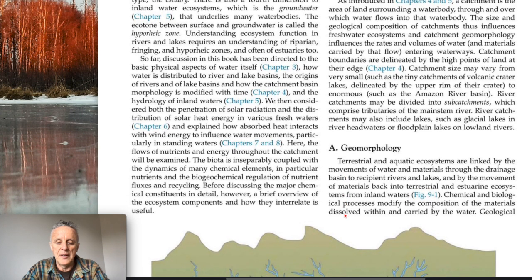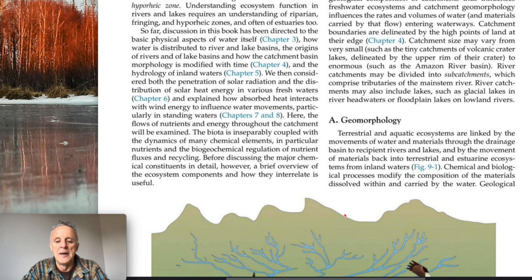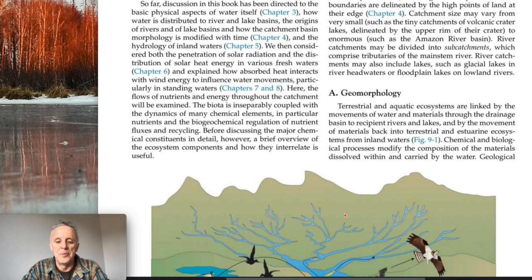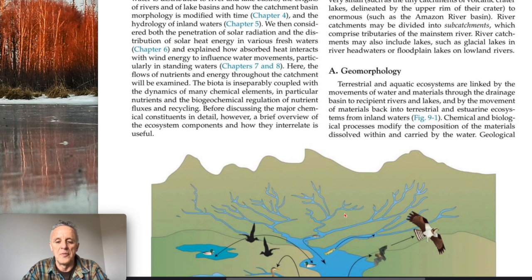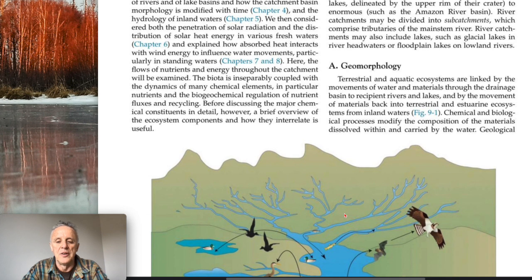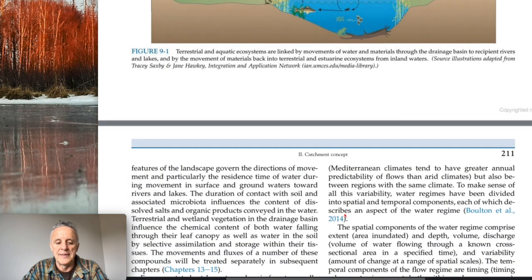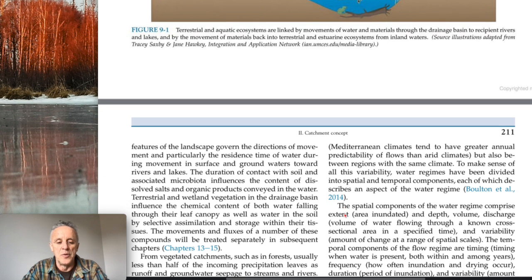Geomorphology. Terrestrial and aquatic ecosystems are linked by the movement of water and materials through the drainage basin to recipient rivers and lakes, and by the movement of materials back into the terrestrial and estuarine ecosystem from inland waters. Chemical and biological processes modify the composition of the materials dissolved within and carried by the water. Geological features of the landscape govern the direction of movement, and particularly the residence time of water during movement in surface and groundwater towards rivers and lakes.